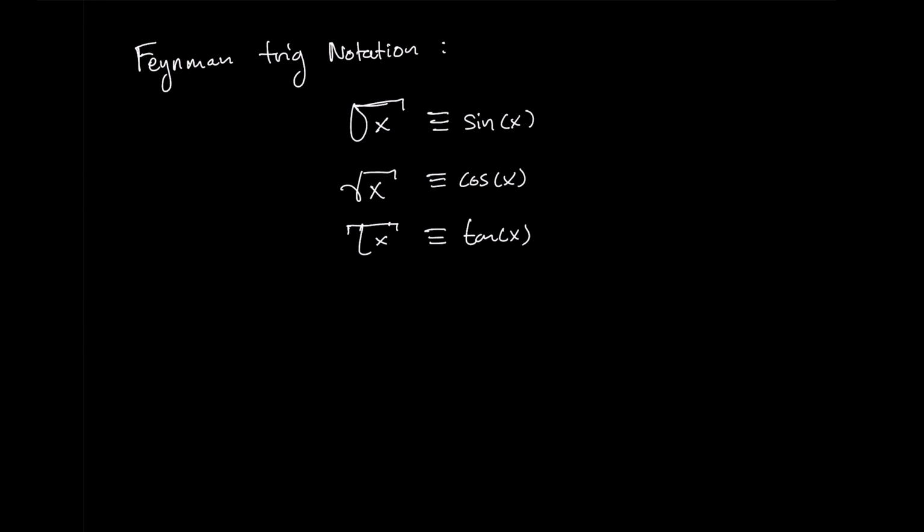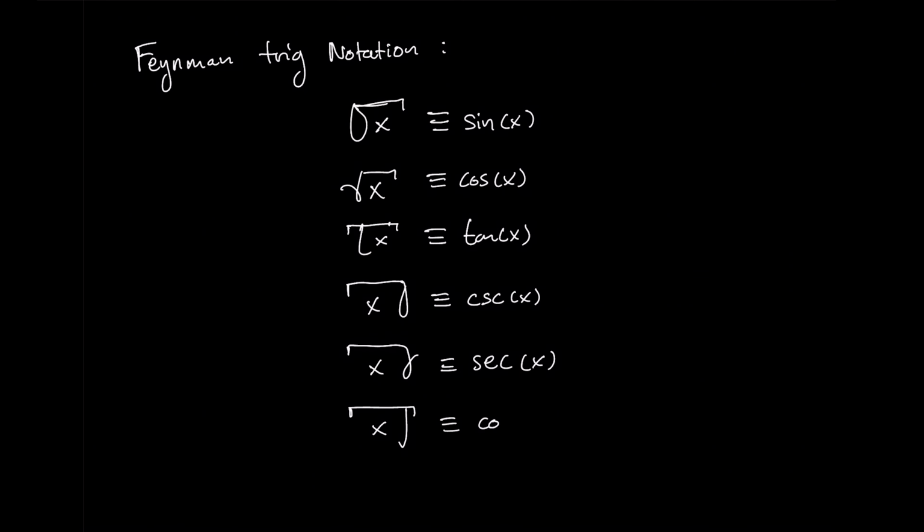And for those curious-minded, you're probably going to be wondering about the cosecant, secant, and cotangent, and that's actually funny. It's given by the reverse. So this is going to be defined to be cosecant of x, and this is going to be defined as secant of x, and this last one is cotangent of x. Now, all of these unique notations are very clear in what they represent.